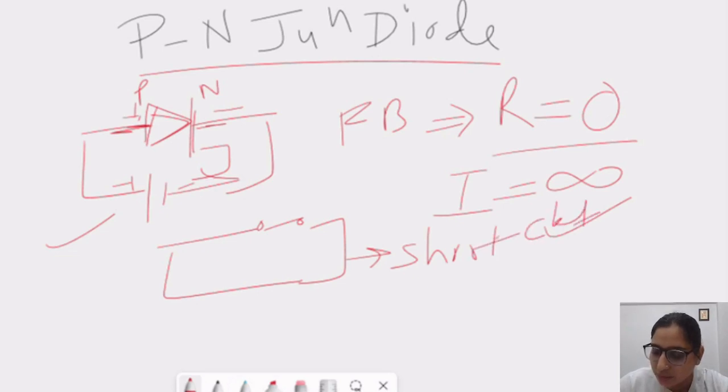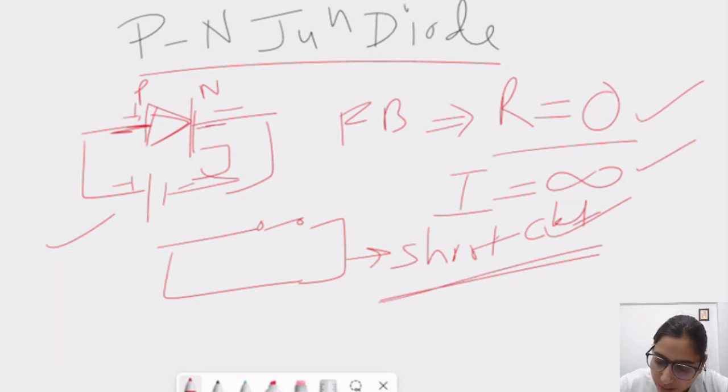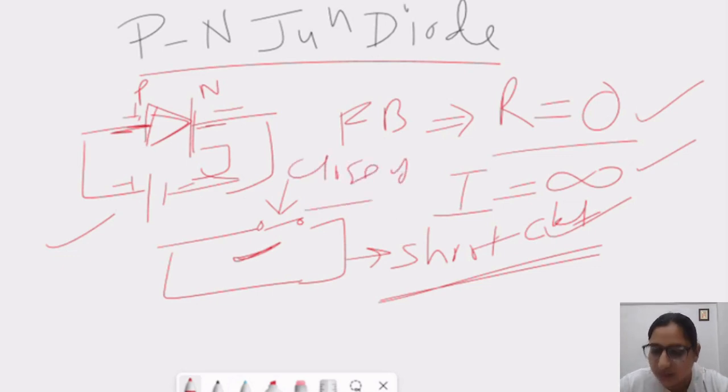Now, what does a short circuit mean? In a short circuit, the internal resistance of the circuit is zero and the current flowing through it is infinite. So, this is the condition of a short circuit. Now, if I consider this as a mechanical switch, then the switch is closed. This is the case of the ideal forward bias diode condition.